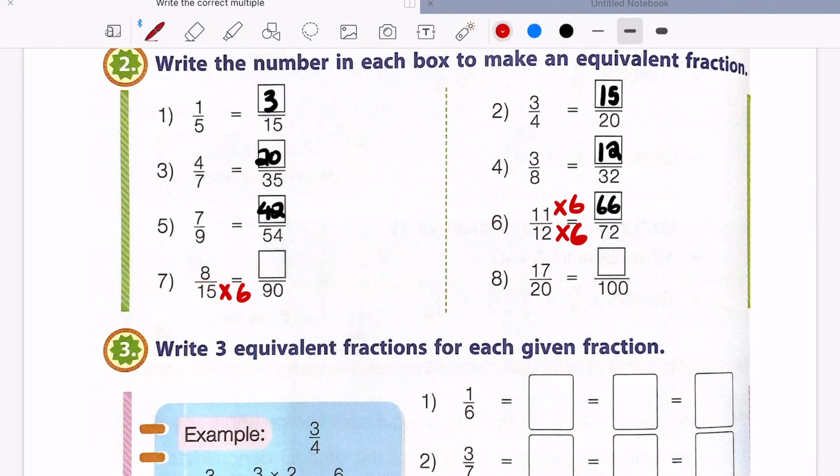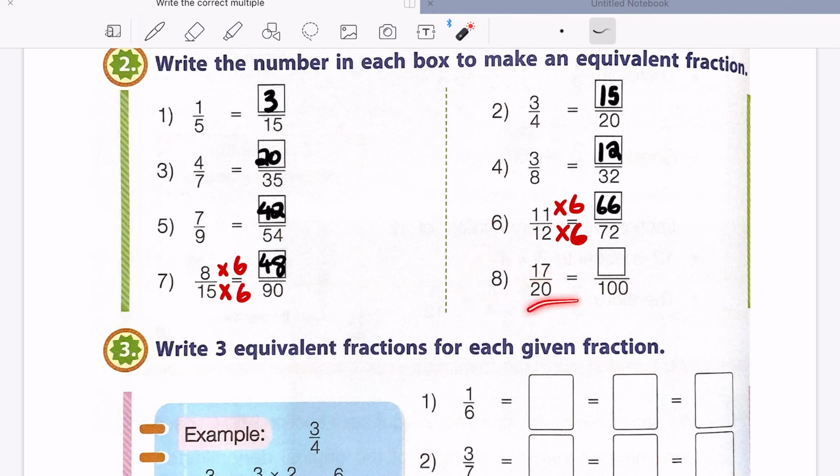So 8 times 6. 15 times 6 equals 90. 8 times 6 is equal to 48. Very good if you wrote that down. Okay. So, next one, number 8.